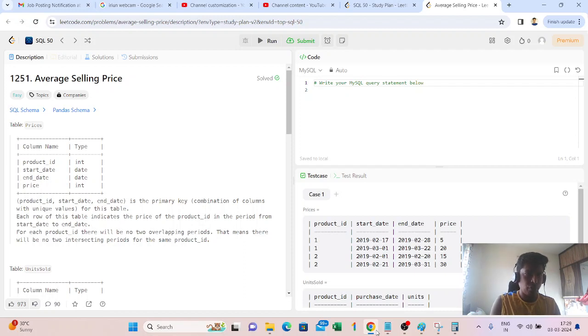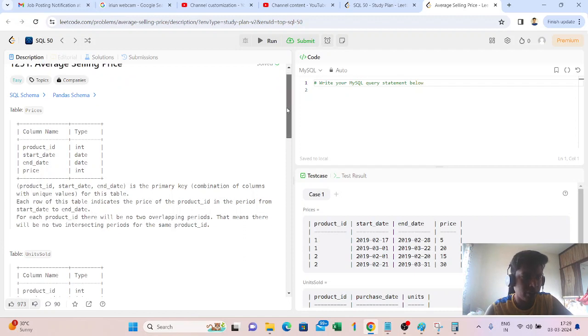Today we are going to solve the ninth question, which is average selling price. So let us go through the question. There are two tables again, prices and units sold. So again we would be using a join. Let's go through the tables.